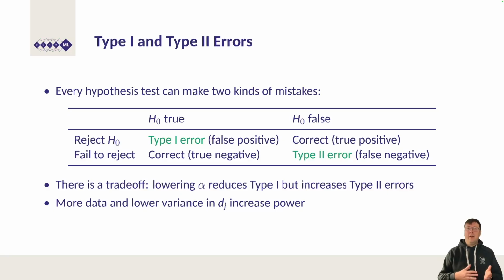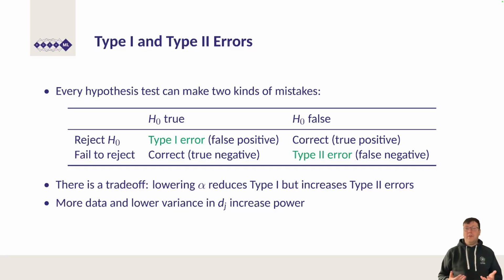By setting alpha equal to 0.05, we accept that in 5% of experiments where there is truly no difference, we will incorrectly conclude that there is one. A type 2 error is the opposite. We fail to reject H0 even though it is false. We miss a real difference. This is a false negative.